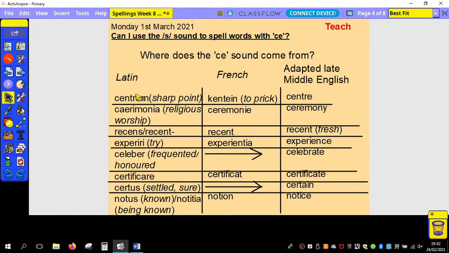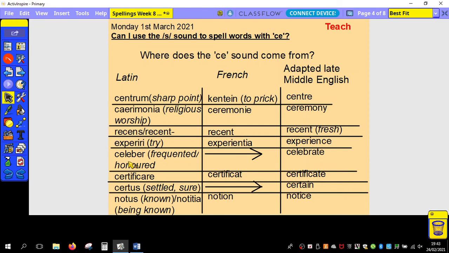So you'll notice centrum still has the S sound, although in French it's centine. And centrum in Latin meant sharp point. Ceremonia, so they've spelled it S-A-E-R, and then as it's gone to French and then English, it's become C-E. Recens, recent. In French it was recent, and that used to mean fresh in the Middle English. Experie, which meant to try, to experience. So you tried something and now you've got the knowledge of that.